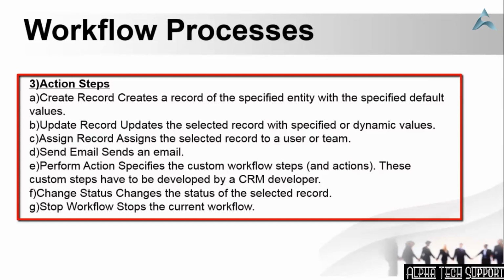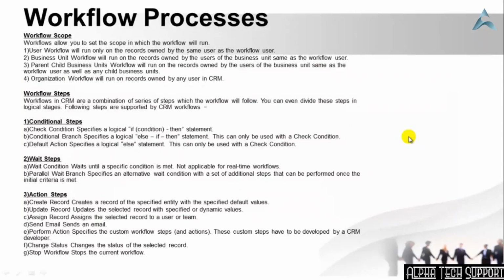Then there is change status, which changes the status of the selected record. So let's consider there is a step where you have to change the status based on the value available. You can change the workflow status, whether it's completed or in progress, based on your condition. And finally stop workflow, you can stop the current workflow. These are the workflow processes that come under your CRM. So you have to use these workflow processes as per your need.